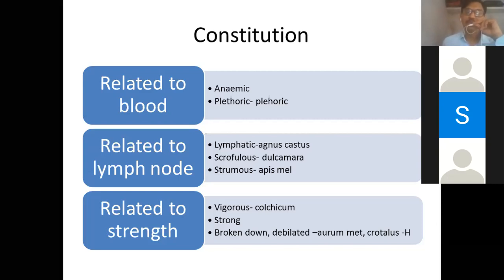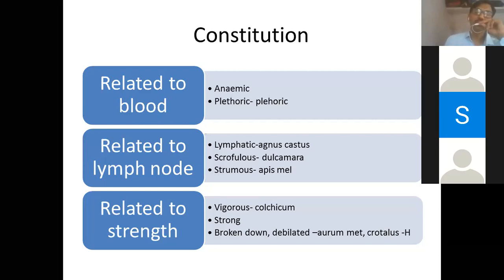Then there are certain constitution terminologies which are related with the lymph node. You know that the lymphatic system is a system present in the body, comprising lymphatic drainage, and it is drained in the lymph node. For the constitutions related with the lymph node, there are three words used by Constantine Hering. One is lymphatic constitution, the example is Agnus castus. Scrofulous constitution, example Dulcamara. Strumous constitution, example Apis mellifica.